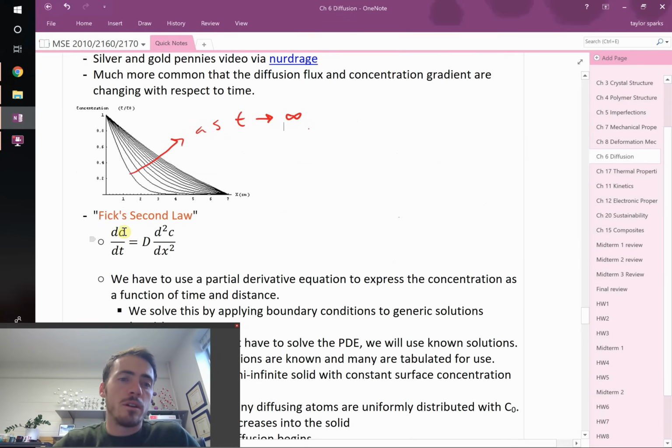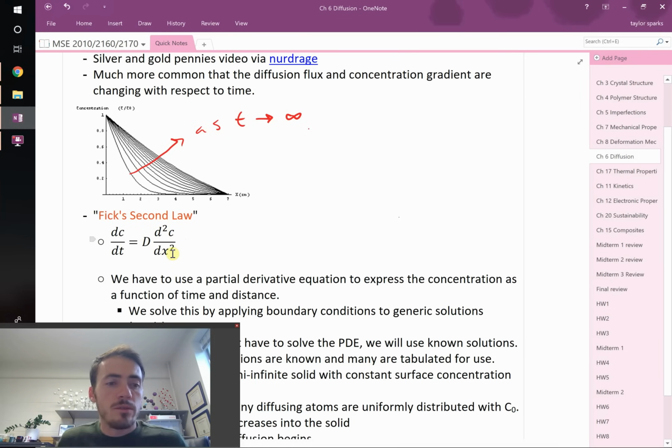The change in the concentration with respect to time is going to equal the diffusion coefficient, this time it's a positive, not a negative diffusion coefficient, multiplied by the second derivative of concentration with respect to x. So this is the gradient, the derivative of the gradient, right? The second derivative, or the derivative of the gradient of the concentration profile, right? This is a classic partial derivative equation.